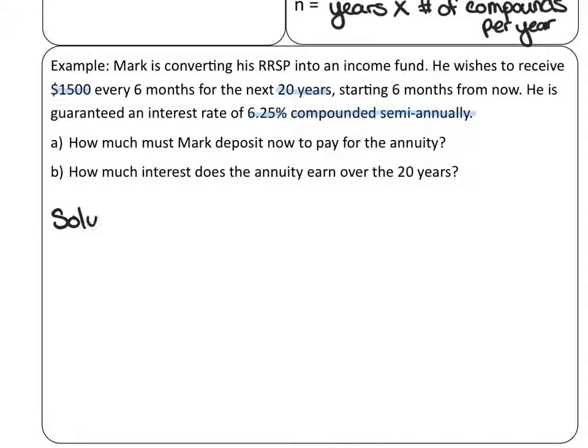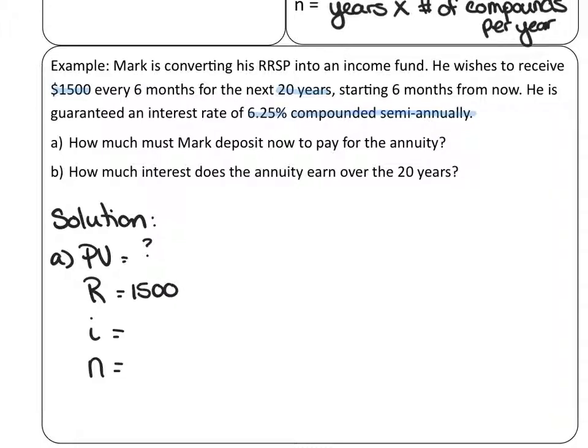Here's our solution to A. I make the list just like I did before: PV, R, I, and N. PV we don't know. We want to know how much we need to have right now so that we can pay for the annuity. R is our regular withdrawal or payment, and it is $1,500. I is 6.25%, so I'm going to put that in decimal form, 0.0625. And we're going to divide by how often. It's semi-annually, which is twice a year, so we're going to divide that by 2.